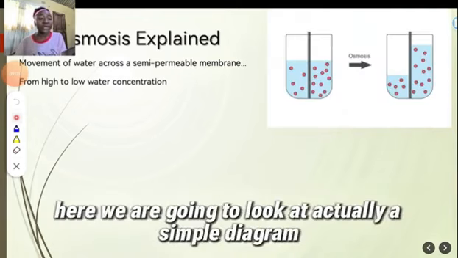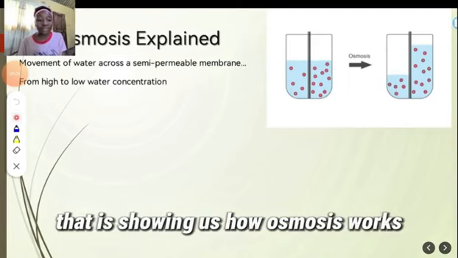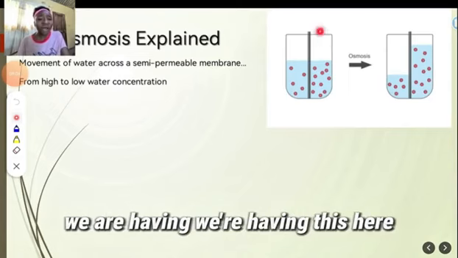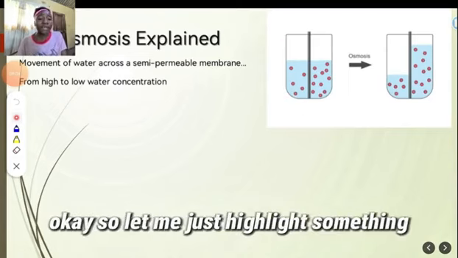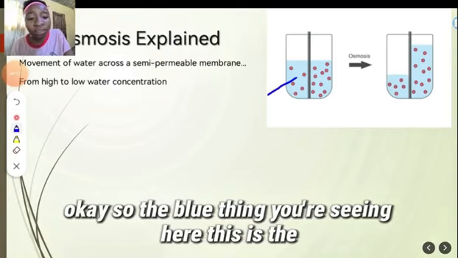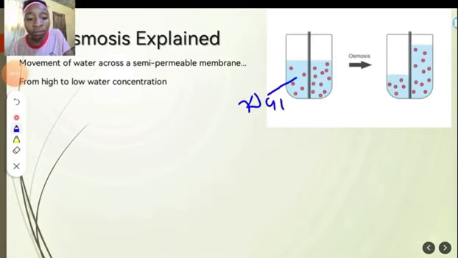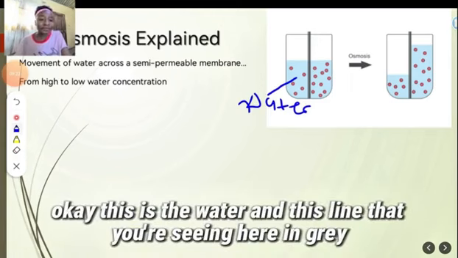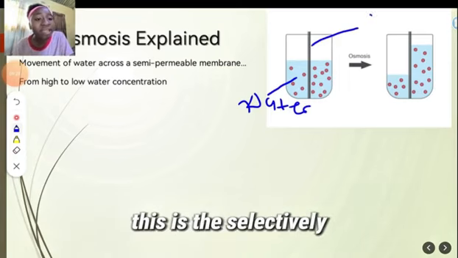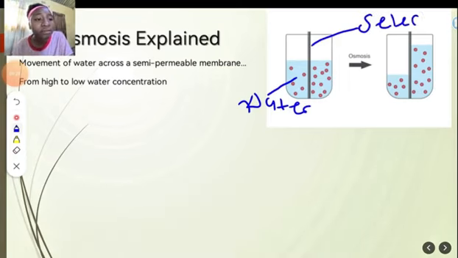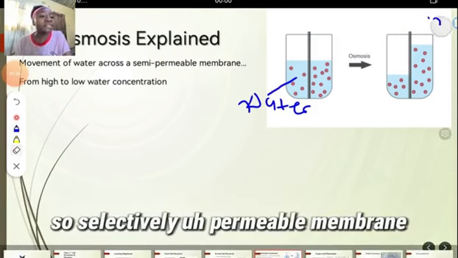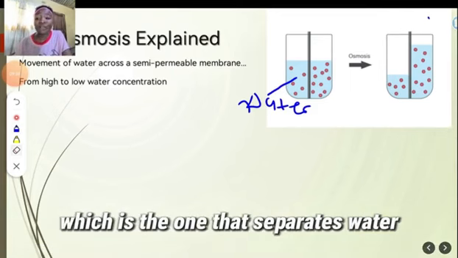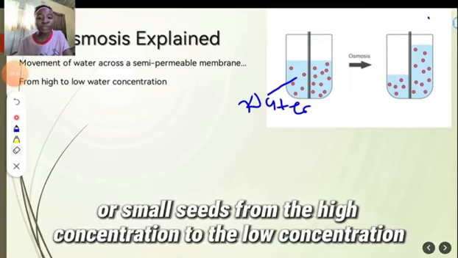So here, we're going to look at a simple diagram that is showing us how osmosis works. We're having this here, okay? So let me just highlight something. The blue thing you're seeing here, this is the water, and this line that you're seeing here in gray, this is the selectively permeable membrane, which is the one that separates what? Osmosis from the high concentration to the low concentration.